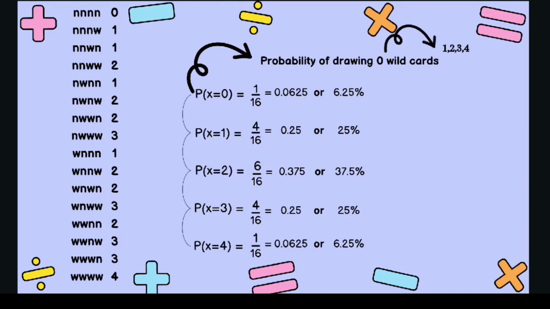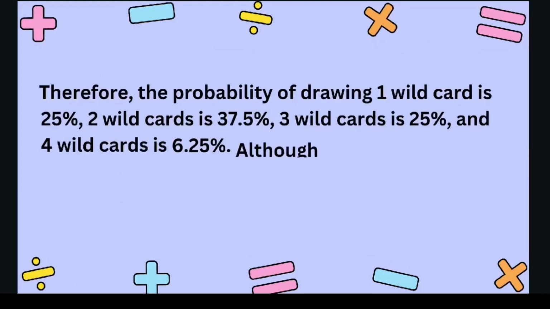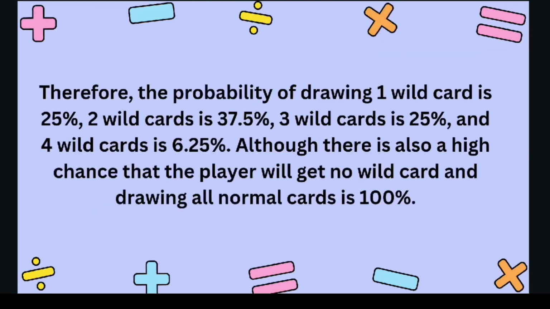So how did we convert it into percent form? To convert a decimal form into percent form, we can multiply it by 100. So 0.25 times 100 is 25%. So therefore, the probability of drawing one wild card is 25%, two wild cards is 37.5%, three wild cards is 25%, and four wild cards is 6.25%.